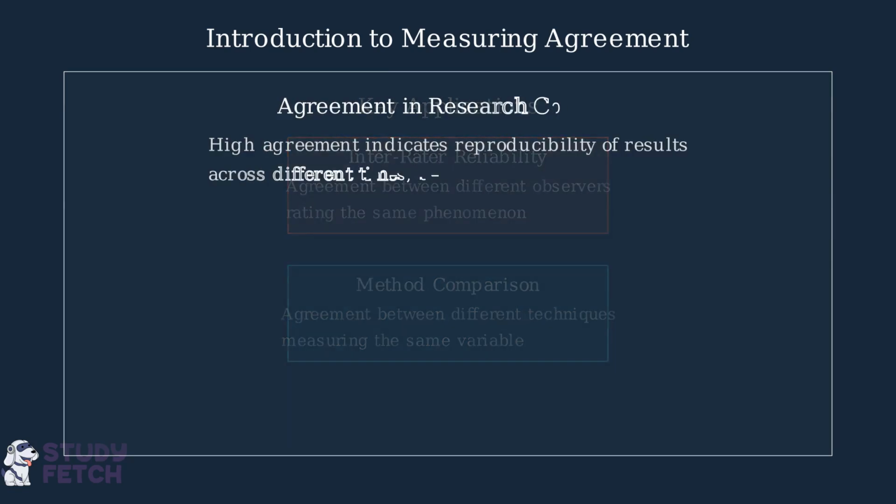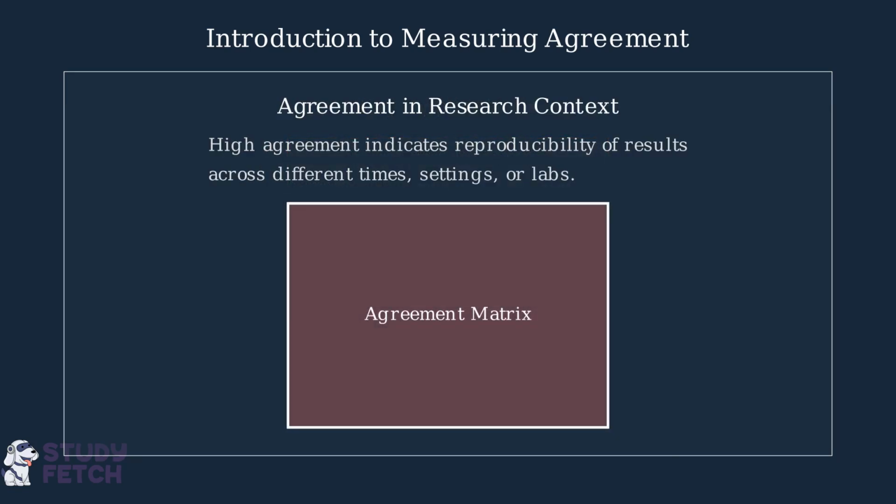In a research context, agreement metrics help establish the validity of your measurement approach. High agreement indicates reproducibility across different settings. Throughout this series, we'll explore different metrics for measuring agreement, from simple percent agreement to more sophisticated approaches like Cohen's kappa and concordance correlation.